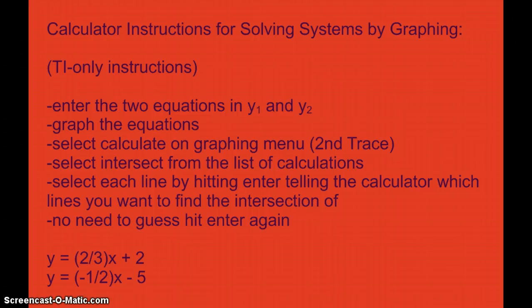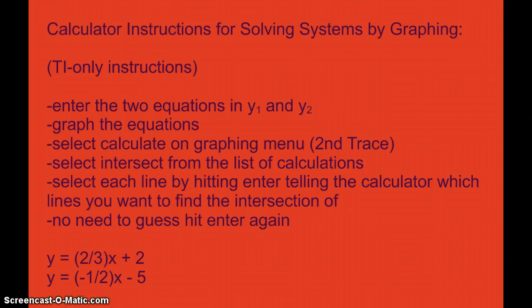But for those of you that are using the TI calculator, here's exactly what you'll be typing in and what you will be doing to find a solution to a system of equations. So you see at the bottom of the screen, I have given you a system of equations, y equals 2/3 x plus 2 and y equals negative 1/2 x minus 5. And I even typed them here on the screen the way you'll want to make them look in your calculator. That should make things a little bit easier on you.